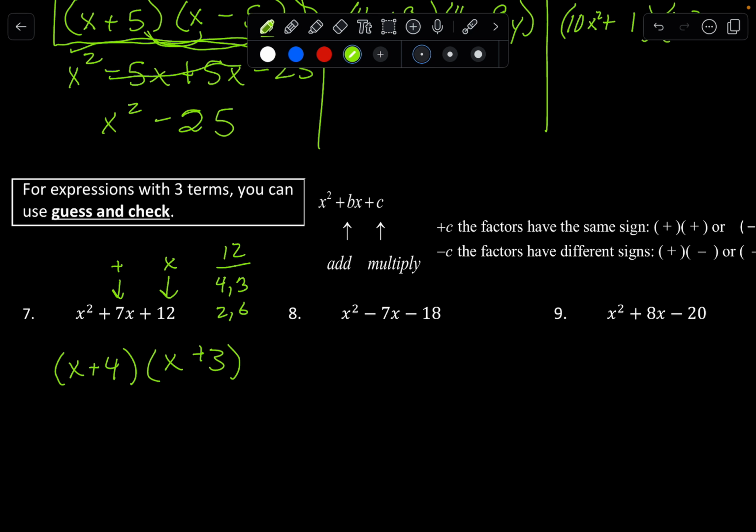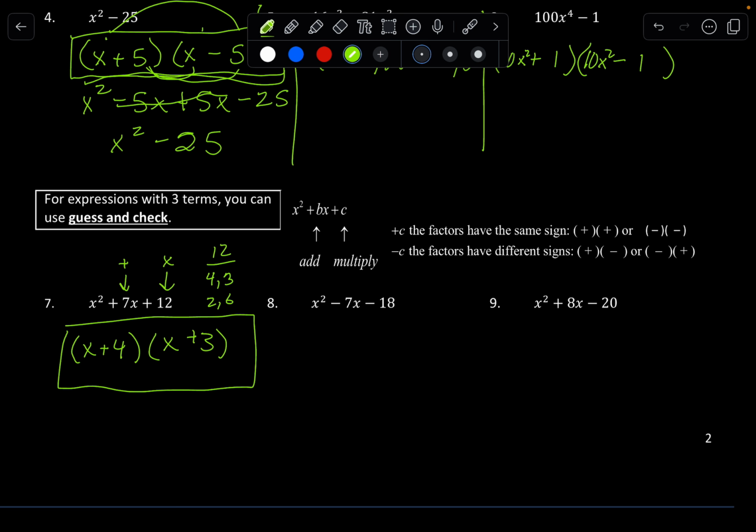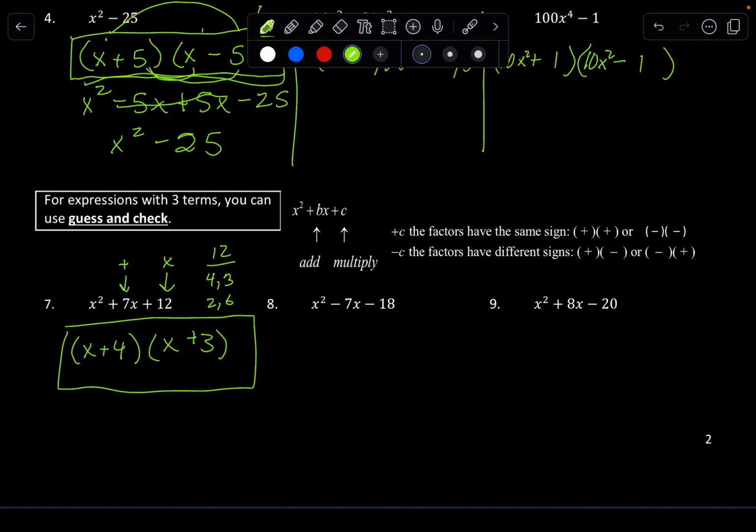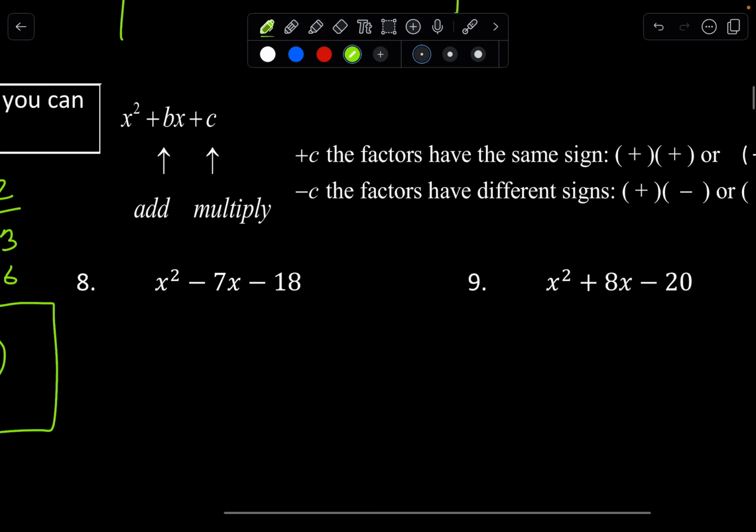And again, if you want to FOIL that back out just to verify that you got the right answer, you can. I'm not going to here. Now, obviously, you're going to have ones where you have different combinations of pluses and minuses, so we should keep that in mind. I'm going to skip over here to number 9. If we have time, maybe we'll come back and do those ones.